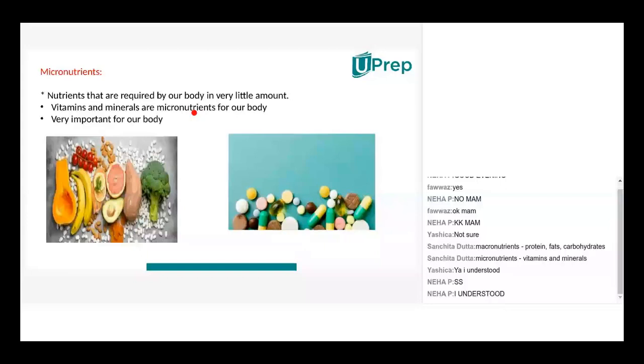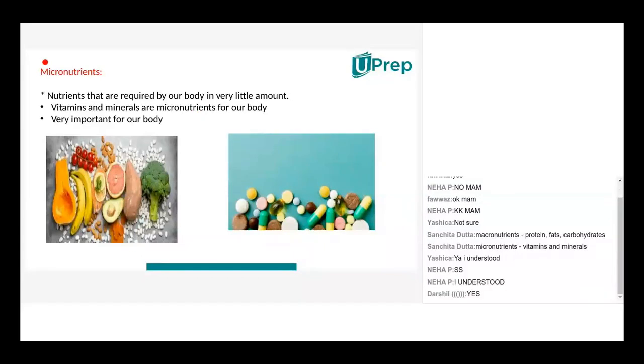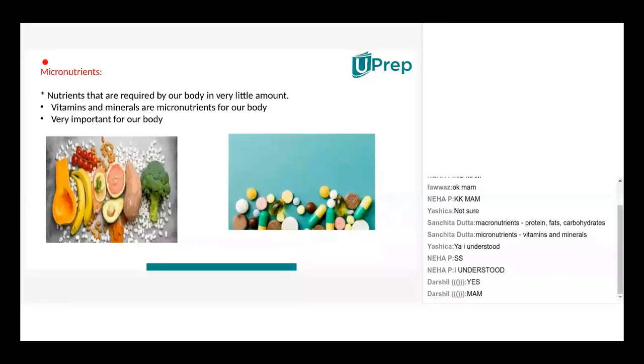Now, Pragya, can you tell me the example? Can you name a few micronutrients? Pragya, can you name a few micronutrients? I've just about started, and it's nothing to do with the earlier sessions. This is the first slide of the matter today.